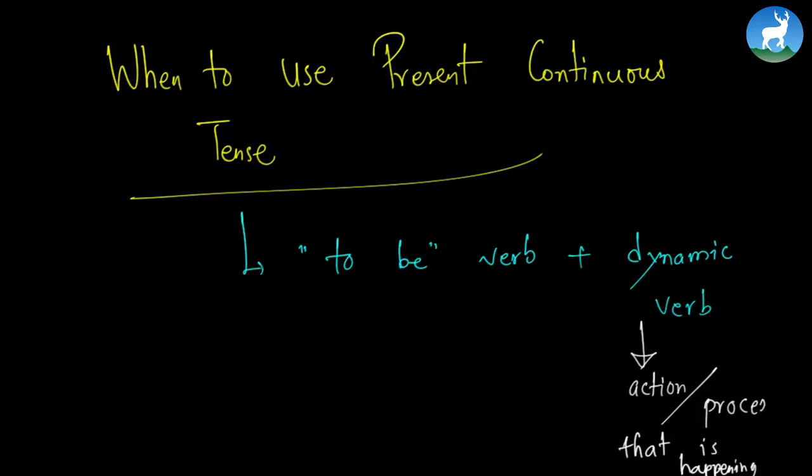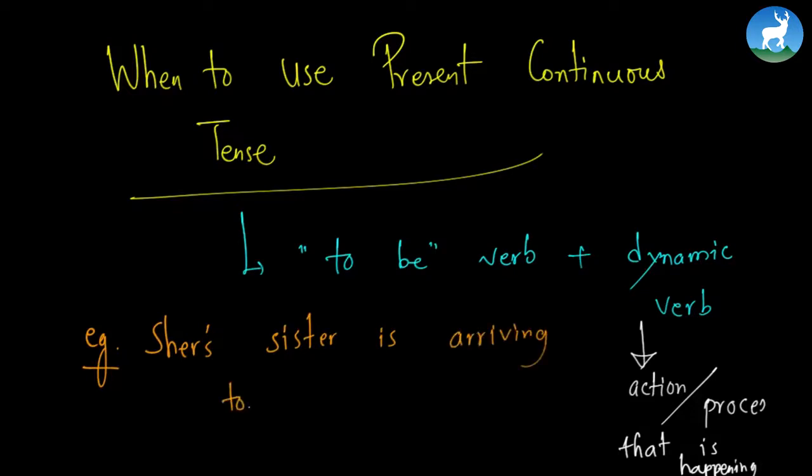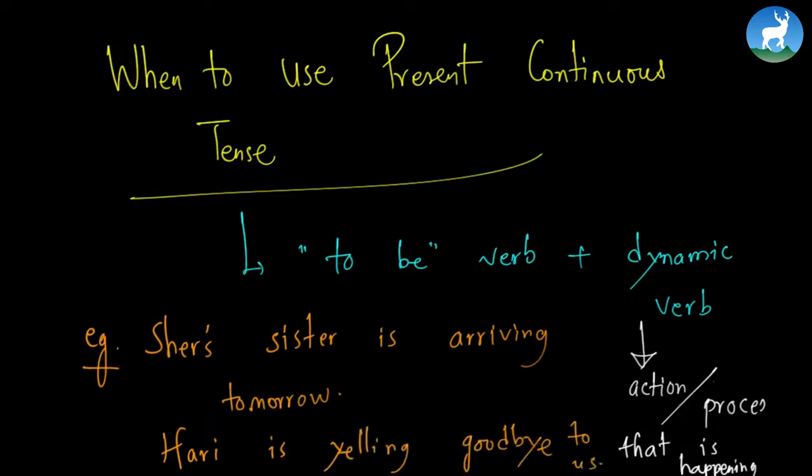Let me write one example. I can write something like Sayer's sister is arriving tomorrow. Or I can say Hari is yelling goodbye to us. So both of these examples, if you observe these two examples very closely, you will find that there is one be verb here followed by the dynamic verb. So this is the dynamic verb. Sayer's sister is arriving tomorrow.